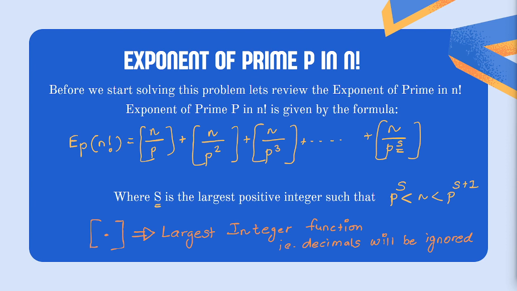And if you notice, we have square brackets around each of the expressions. That's because this is a largest integer function, which means decimals and remainders will be ignored. For example, if we have 100 over 98, and that's the largest integer function, we'll have an answer of 1 with a remainder of 2. We just discard the remainder 2 and keep the answer 1. So that's what the largest integer function is.